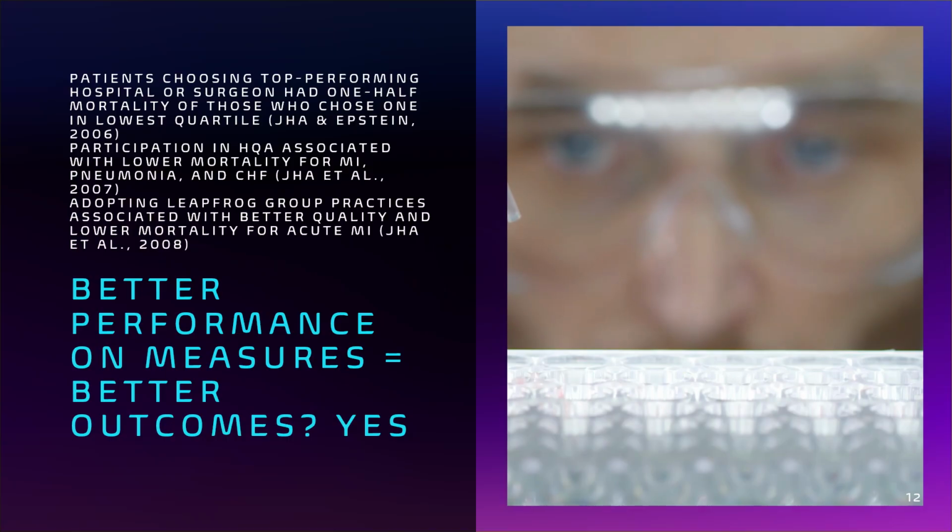Do process measures improve outcomes? So here's a big question. Does better performance on process measures actually lead to better patient outcomes? And the answer is yes and no. On one hand, there's strong evidence that it can. For example, patients who choose a top performing hospital or surgeon, those in the top quartile, experience about half the mortality rate compared to those treated at the lowest performing quartile. If every patient had access to those top performers, mortality would likely be much lower across the board.